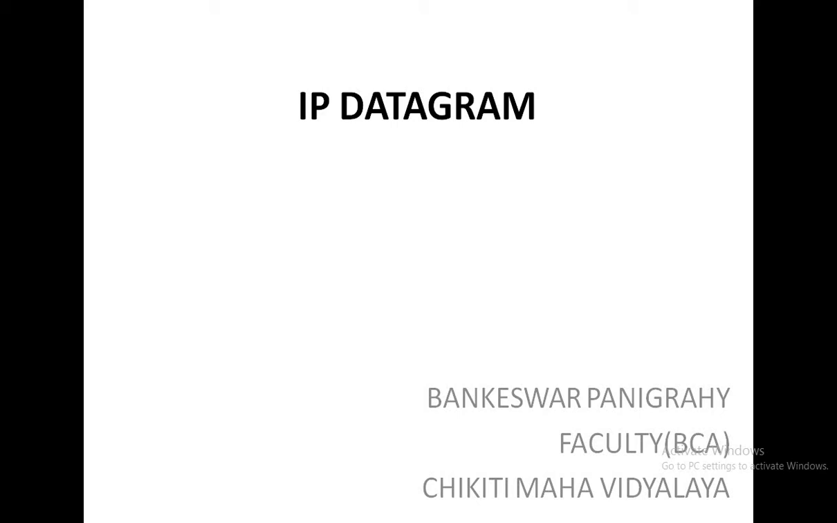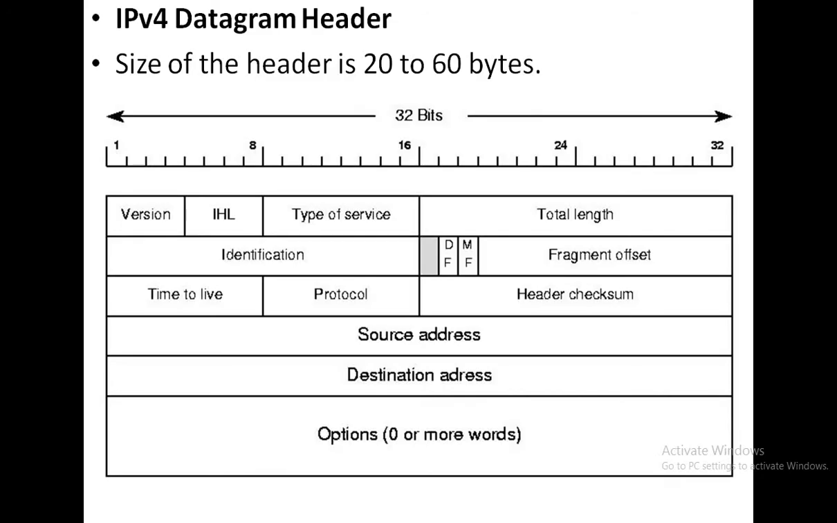A datagram is a variable length package which consists of two parts. So what is a datagram? A datagram is a variable length package, that means a multiple length package, consisting of two parts. One is the header and the second one is data. So this is the diagram of the IP datagram header.